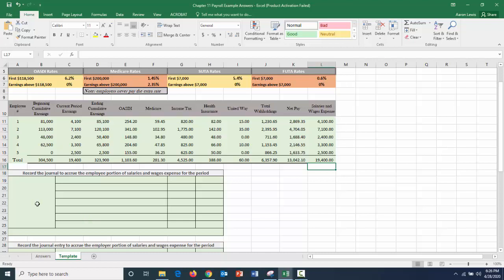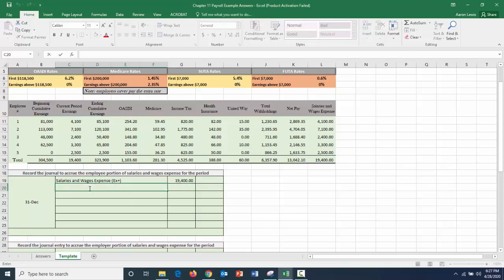So let's record the journal entry to accrue the employee portion of salaries and wages expense for the period. Well, this is going to be, let's say, on December 31st. Like I said, we get to record the entirety of these costs as a salaries and wage expense for the period. So our debit is going to be the salaries and wages expense, or just salaries expense, depends on what the program wants to call it, for that total we had, which is $19,400.